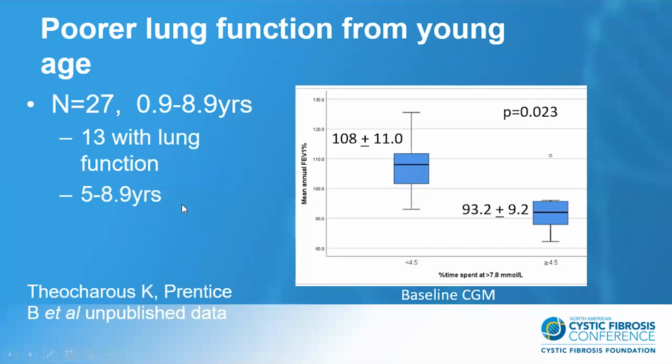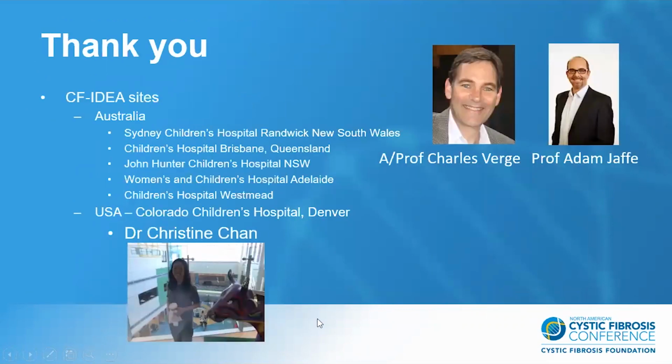In our group, we've been looking at progressively younger children, and in this very young group of 5 to 9-year-olds, we've recently found that those who had greater than 4.5% time above 7.8 on continuous glucose monitoring had poorer mean annual FEV1 over the subsequent year than those in a better CGM category. So all of this shows great promise for further research and potential areas of intervention.